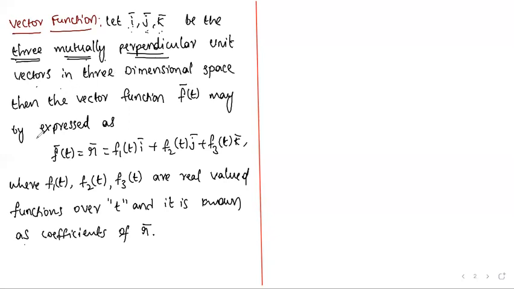That vector function f bar of t may be expressed as r bar equals f1 of t i bar plus f2 of t j bar plus f3 of t into k bar, where the real valued functions f1 of t, f2 of t and f3 of t are real valued functions over the variable t, and they are known as the coefficients of r bar. And some properties, some conditions.